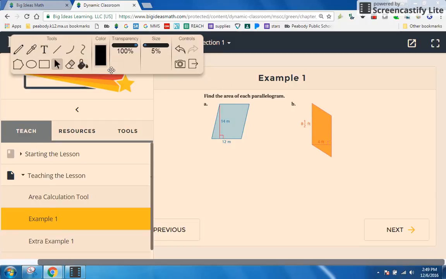For the first one, it says find the area of each parallelogram. So the formula again is base times height. The base and the height have to make a straight 90-degree angle, and this little box here is what shows you that these two measurements are making your 90-degree angle.